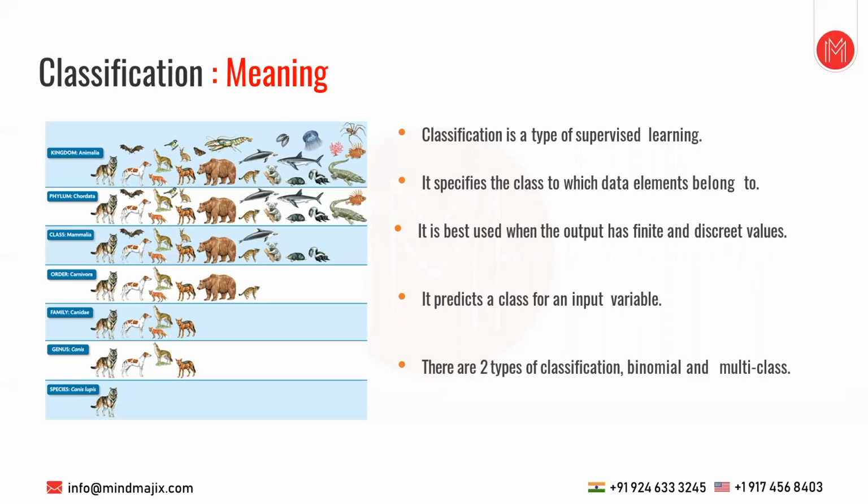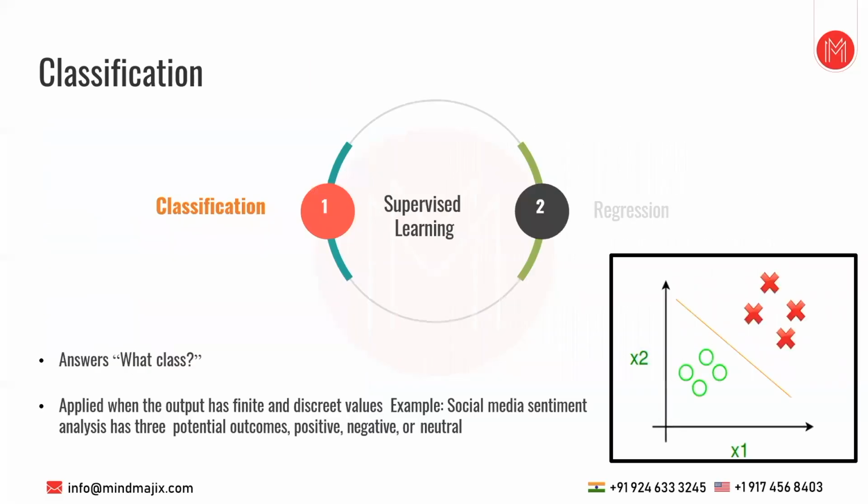Okay, so after a discussion about the classification or the meaning behind the classification, let's go a little bit into the machine learning language with the classification. Classification is applied when the output has finite and discrete values. For example, social media sentiment analysis has three potential outcomes: positive, negative, or neutral. In machine learning, classification refers to a predictive modeling problem where a class label is predicted for a given example of input data. So that's how we are getting some more idea.